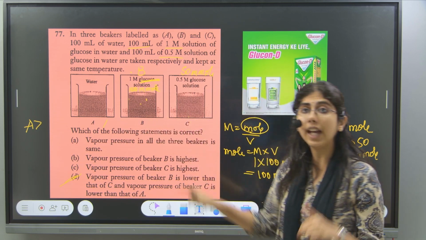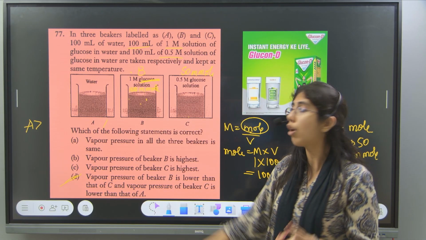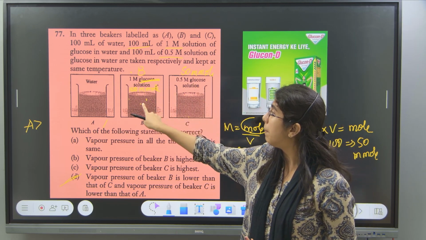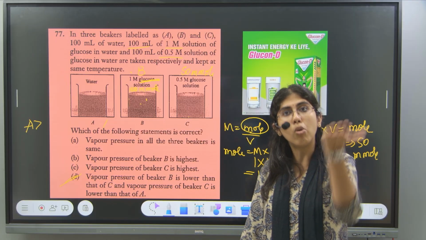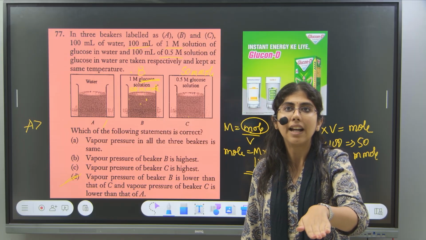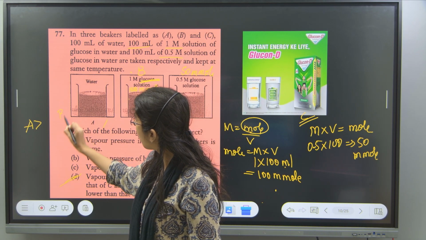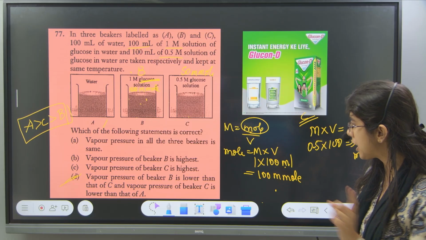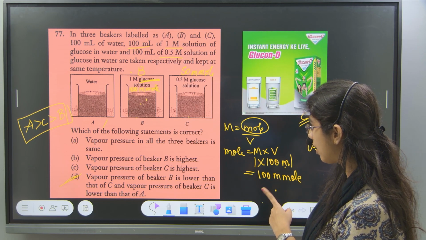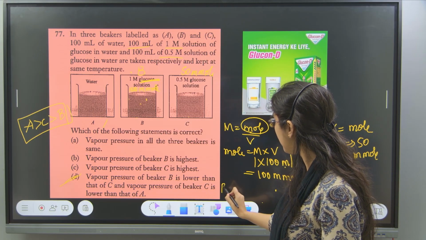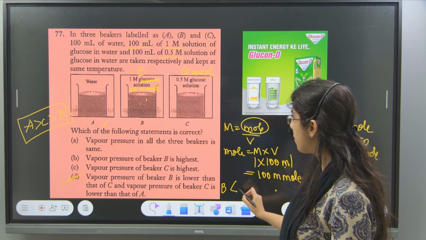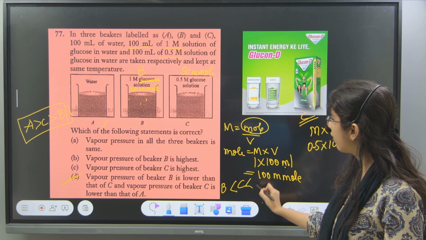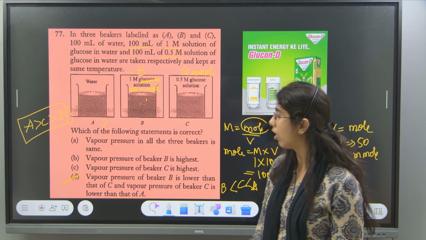Now we have to observe how much glucose is present. Here 100 millimole, here 50 millimole. Clearly B has more glucose, and more solute means vapor pressure will decrease. So B has less vapor pressure when compared to C. This is the order of vapor pressure. So your answer was option D. Let's see what option D is. Vapor pressure of B is lower than that of C, and vapor pressure of C is lower than that of A. We are getting the same thing. Very good, option D is correct.